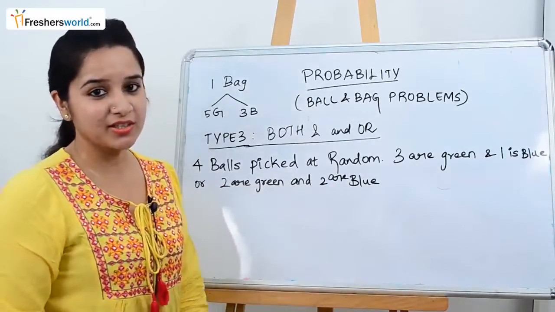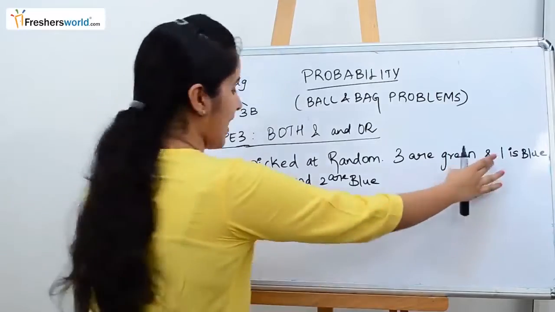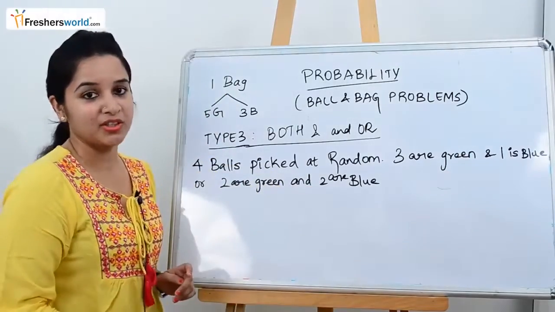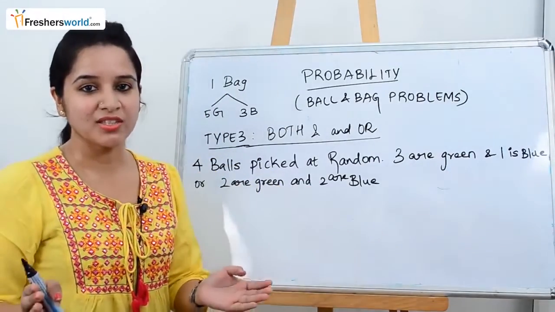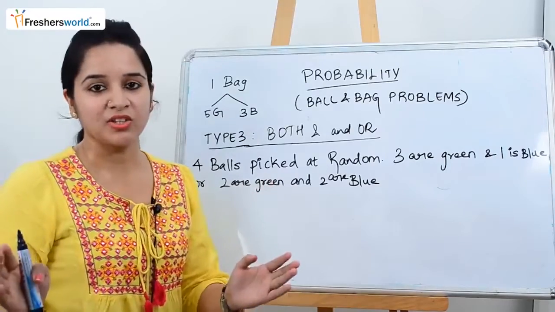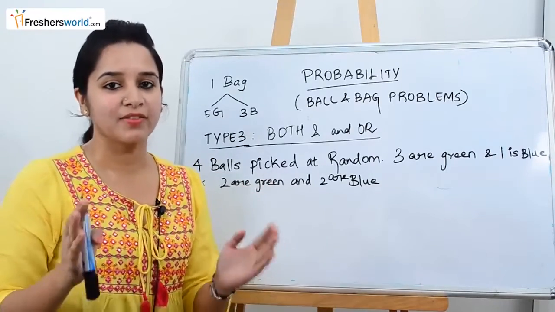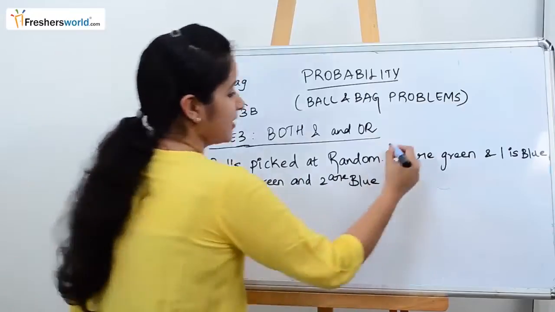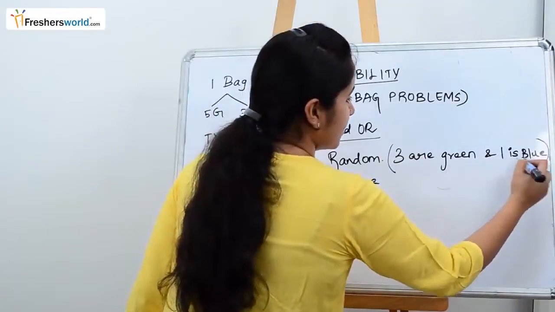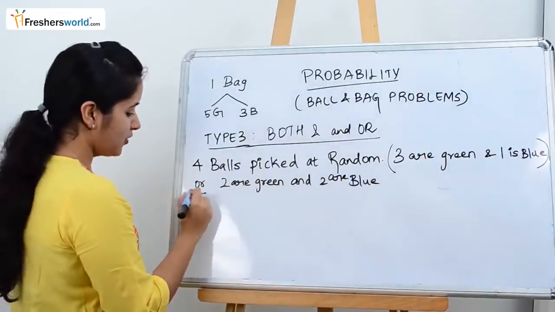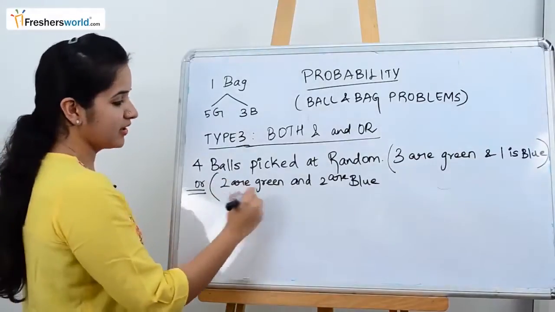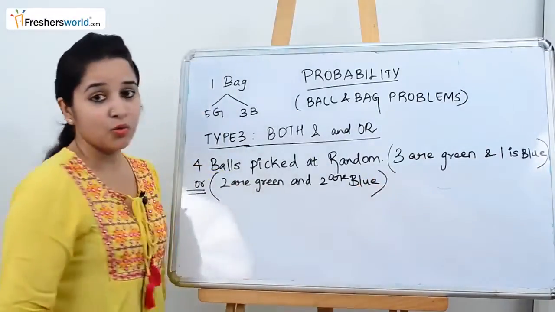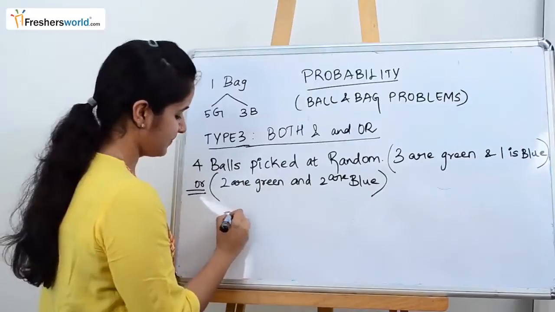So the catch here is, people get confused with AND, OR and AND in the question. So while you are seeing the question itself, you put the bracket in the question and confirm where you're going to multiply and where you're going to add. So 3 are green and 1 is blue, bracket, OR will be in between, 2 are green and 2 are blue. Now we can easily write the answer.